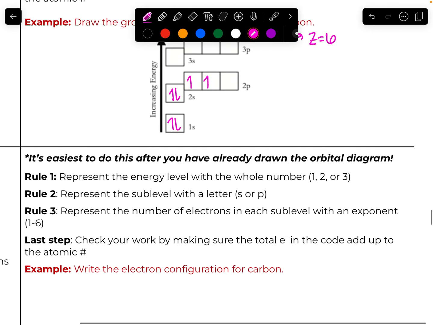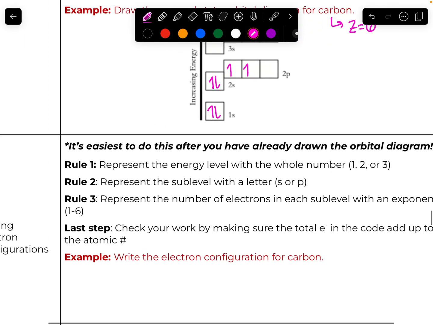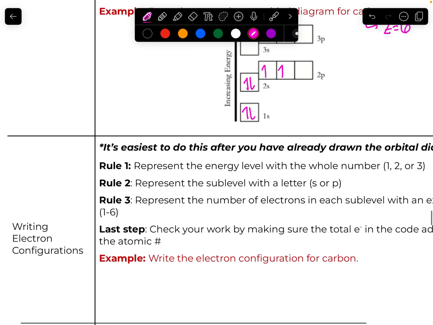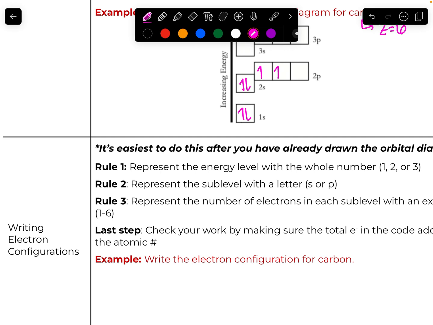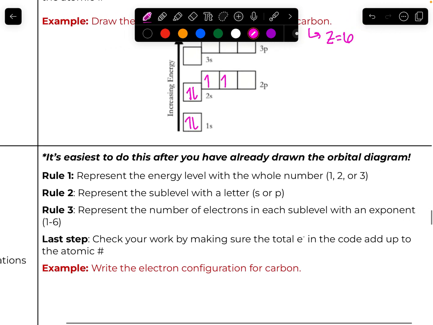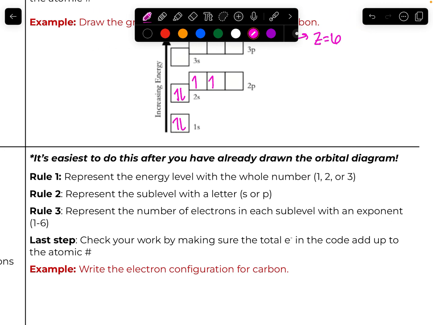Okay, so next up. How do I then write an electron configuration? This is easiest to do after you've drawn your orbital diagram, because an electron configuration is essentially like taking the orbital diagram and collapsing it, taking it and writing it as a line all in one order, like taking the boxes out, just like you were pulling things off of a shelf and then everything started collapsing, right?